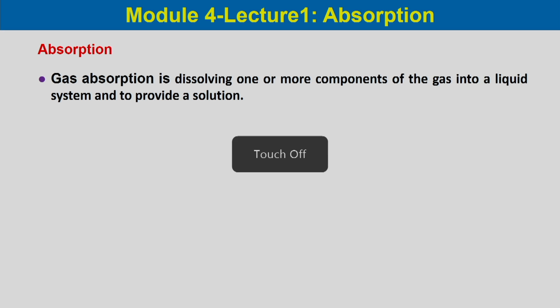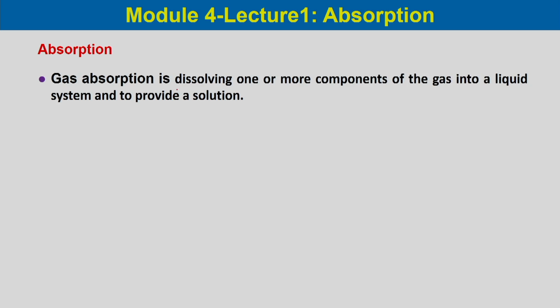So, basically if we have a mixture of gases, or a single component, and we want to make a solution of it, or we have a two or more component system where we would preferentially separate certain components, what we do is dissolve the components of the gas into the liquid system and then provide a solution of it.